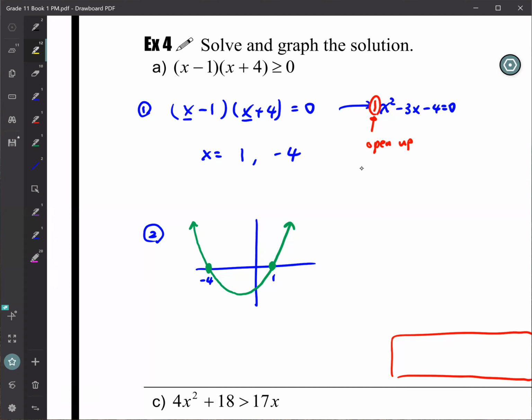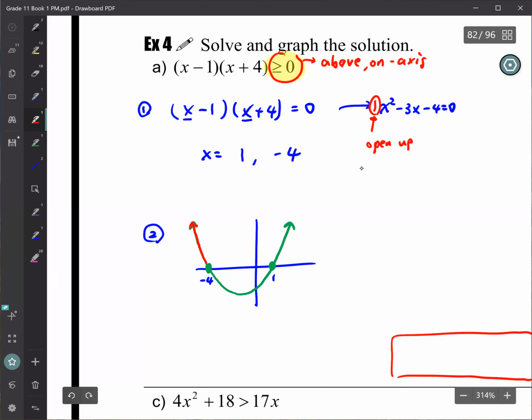How do you tell? It wants to go above, and on the zero, on the axis too, because it's greater, right? Greater than or equal. So it's above and on the x-axis. Okay, so above. Above, so that means these two lines, right? Those two are the lines above the x-axis, right? So I need to color in.